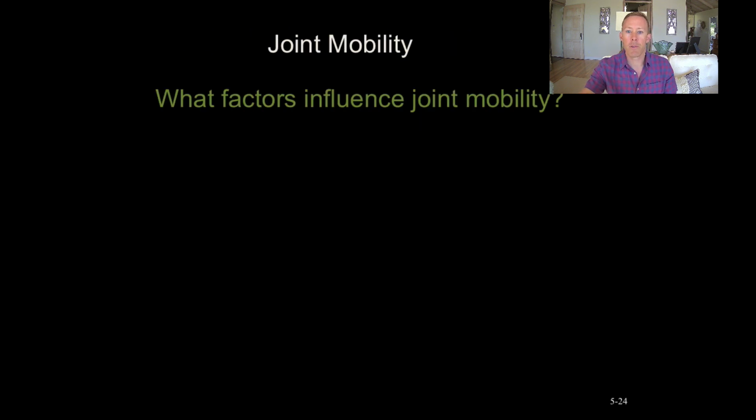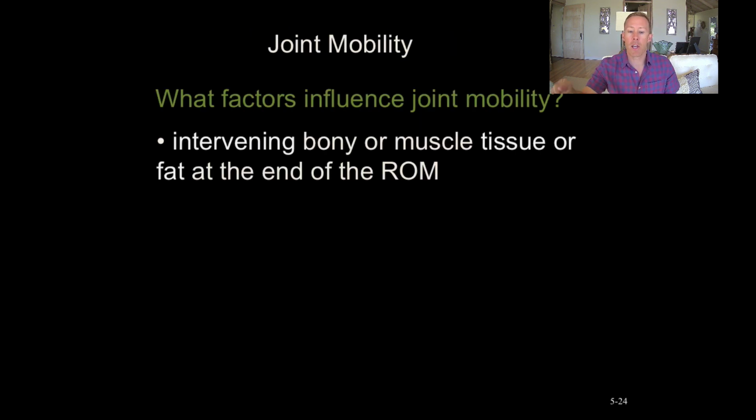Okay, factors that influence joint mobility. We've got intervening bone, muscle tissue, fat, right? These things can limit range of motion. Probably the best example is knee flexion. If you sit here right now and try to bend your knee all the way, in most people, the thing that limits knee flexion is called soft tissue approximation. It just basically means your calf and your hamstrings come together.